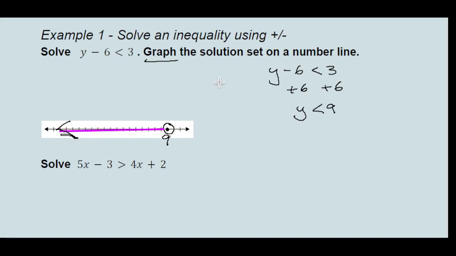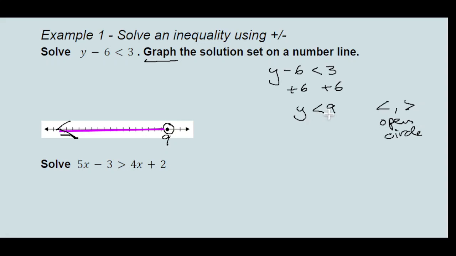Now, the thing I didn't mention is when you have less than or greater than, you are going to have an open circle. The reason the circle is open is because it means all these values apply except the actual value 9. Because think about what this is saying. This is saying y is less than 9. It does not include 9.